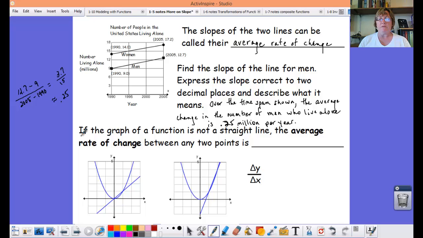In a related topic, and again, all of these things are related to slope, if the graph of a function isn't a straight line, it might seem odd to talk about the slope of a curve. However, you can find the average rate of change between any 2 points. That would be the slope of a line between them, the slope of a line between those 2 points.